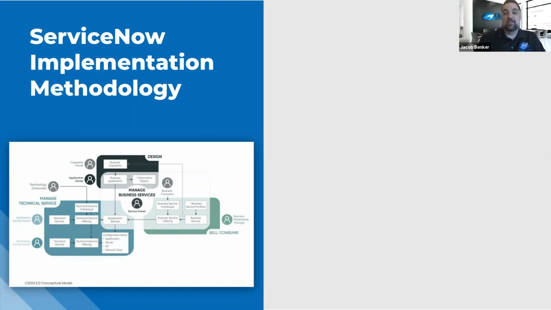All right, so the implementation methodology. How do you go about getting this data into your system? With the 2.0 release of CSDM, ServiceNow did give us a kind of prescriptive way to get started with the CSDM and to start building this data out. The first methodology is the crawl phase, right? Where you're really just focused on your applications and infrastructure, and you really get some good quick wins. It says here ITSM, but really you can get quick wins in many different areas of the platform by basically building out your dependency maps.